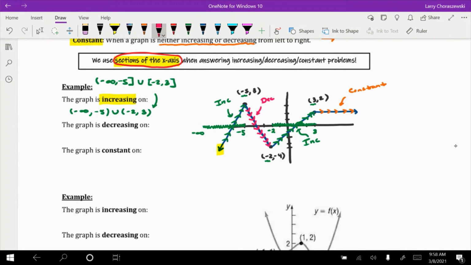Now this graph is decreasing between the x values of -5 and -2. And that's really the only section of the graph that's decreasing. So, for the second part, where it asks for decreasing, we'll just write (-5, -2), and slap some parentheses on both those numbers.